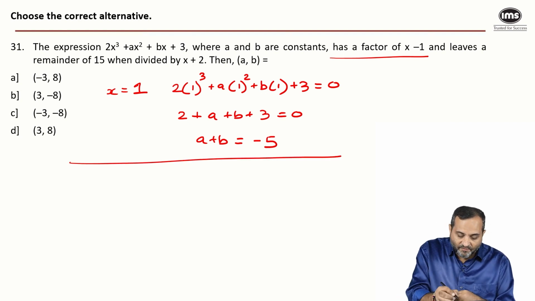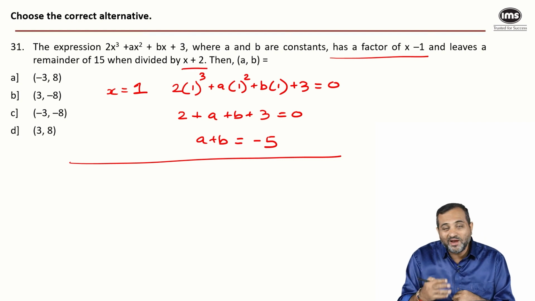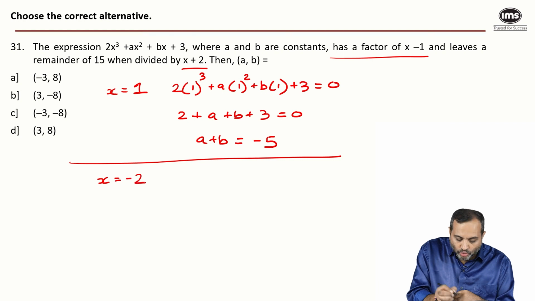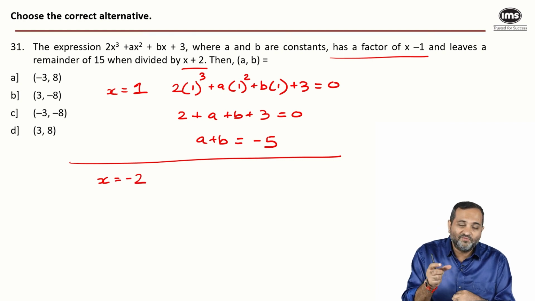It says when you divide by x plus 2, the remainder is 15. That means when I plug in x equal to minus 2, the given expression will give me 15. So let's do the solution.